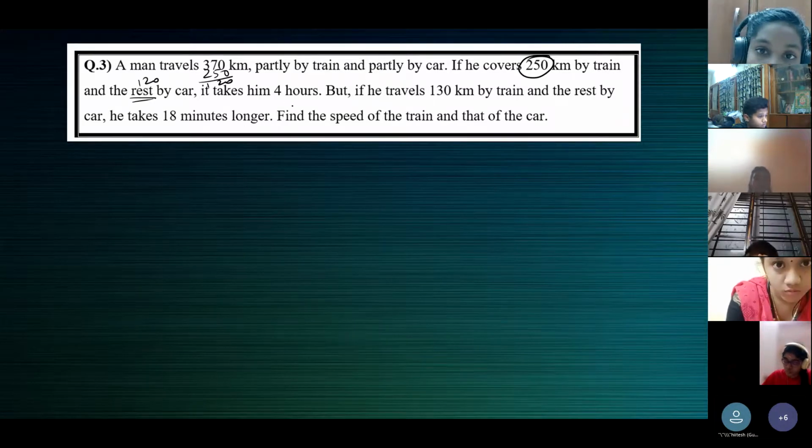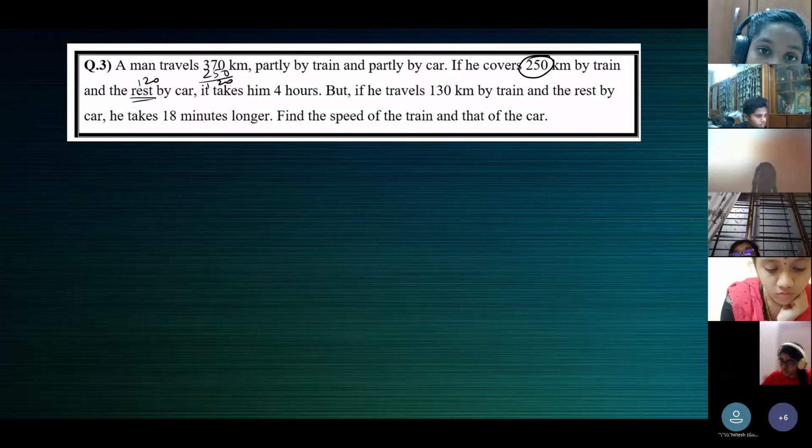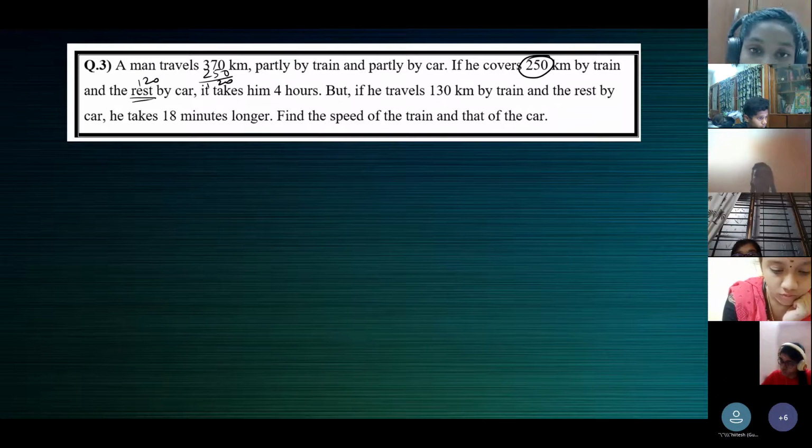That is the total time taken. What is that 4 hours? The total time taken is 4 hours. So that is what you'll have to catch. The total time taken is equal to 4 hours. If you understand that, it's easy to form the equation.